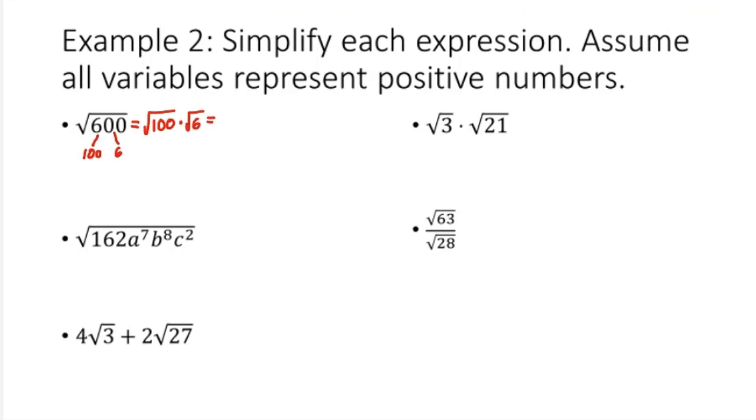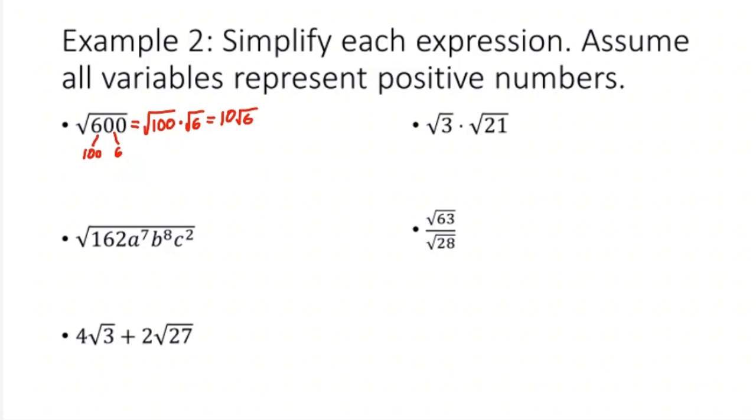Since 100 is a perfect square, we can evaluate it. The square root of 100 is 10. The square root of 6 is not a perfect square, so we'll keep the square root of 6 as is. In order for the expression to be fully simplified, the value inside of the radical cannot contain any factors that are perfect squares. Well, if we think about 6, its only factors are 2 and 3. Neither 2 nor 3 are perfect squares. So the square root of 6 is as simple as we can make it. So the square root of 600 equals 10 root 6.